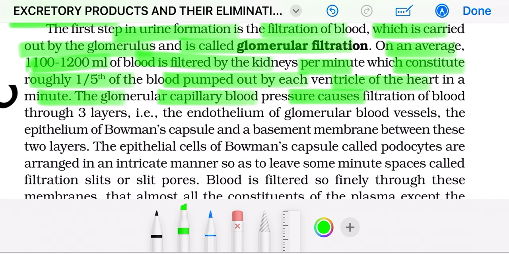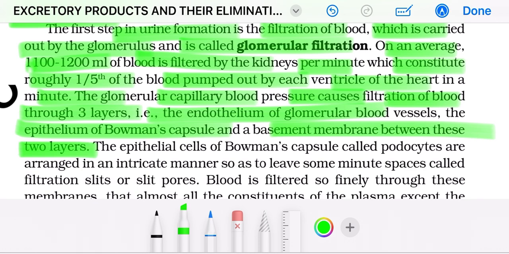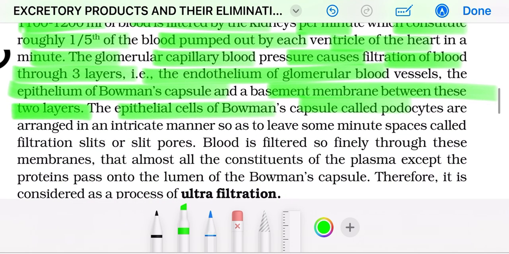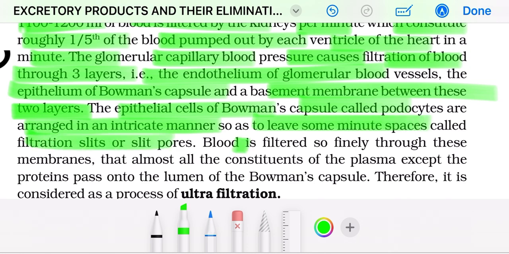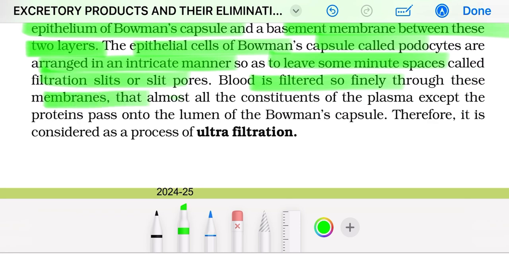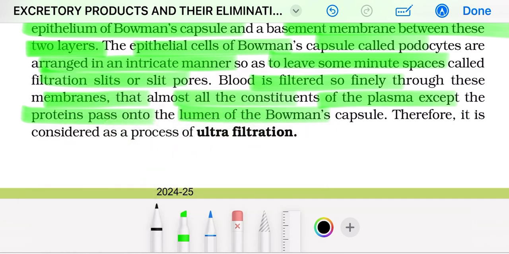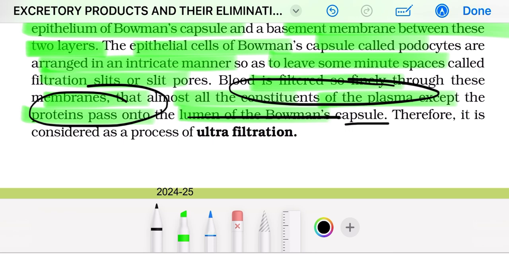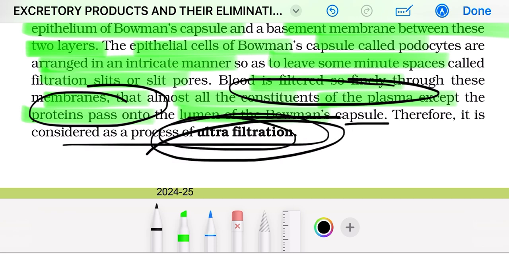The glomerular capillary blood pressure causes filtration of blood through three layers, that is the endothelium of the glomerular blood vessel, the epithelium of Bowman's capsule, and the basement membrane between the two layers. The epithelial cells of Bowman's capsule, called podocytes, are arranged in an intricate manner so as to leave some minute spaces called filtration slits or slit pores. Blood is filtered so finely through these membranes that all the constituents of plasma except proteins pass into the lumen of Bowman's capsule. Therefore, it is considered the process of ultrafiltration.